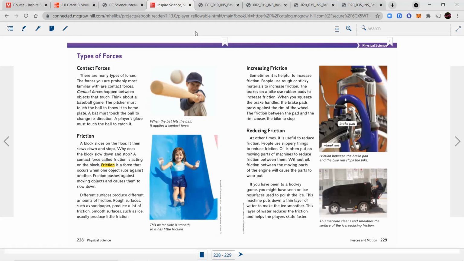Now that we read page 228 and 229, we're going to answer the questions. Number 4, what is friction? And number 5, how can you increase friction? So what is friction? We're going to find out right here on page 228. And how do you increase friction? We're going to find that at the top of page 229.